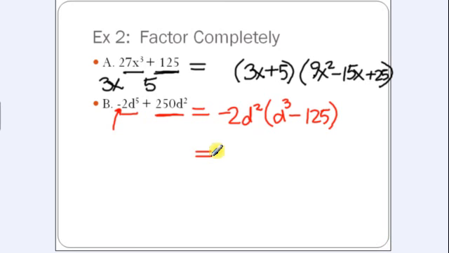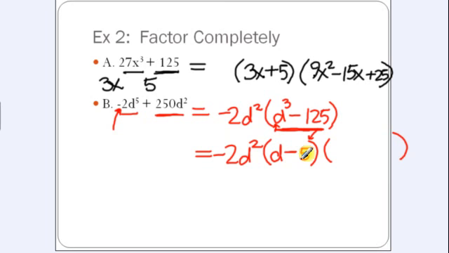Now let's see if we can factor this further. I still have the minus 2d squared stay out in front. And now I want to recognize this pattern here is the difference of perfect cubes. I recognize that because the cube root of d cubed is just d, and the cube root of 125 is just 5. So I can factor that into the binomial times the trinomial. And remember, if I look at the first term here, the cube root of it, which is just d, is what a equals. Then because this is subtraction, it's going to be minus the cube root of 125, which is 5.